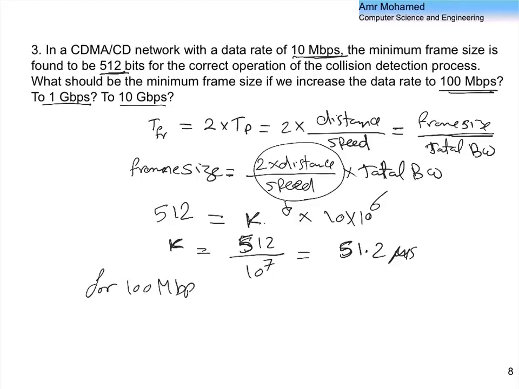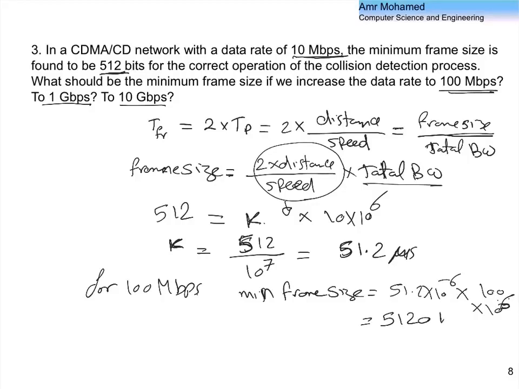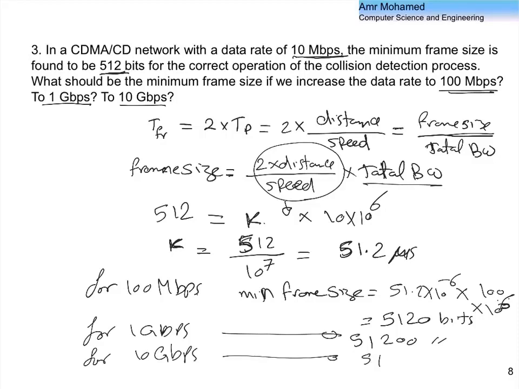Okay, so for a 100 megabits per second bandwidth, the minimum frame size equals K times the total bandwidth. So K is 51.2 times 10 to the power minus 6, times 100 times 10 to the power 6. So it's 5,120 bits. And of course, for 1 gigabit per second, it's actually 51,200 bits, and for 10 gigabits per second, it's simply 512,000 bits, which means that the minimum frame size is directly proportional to the data rate.